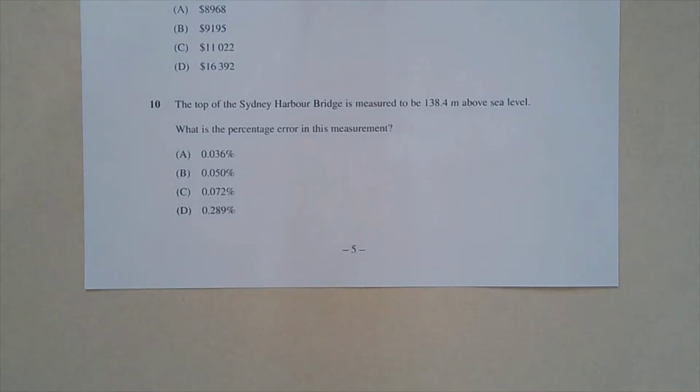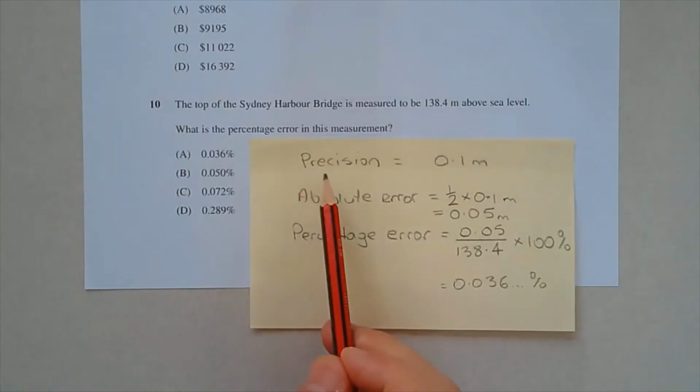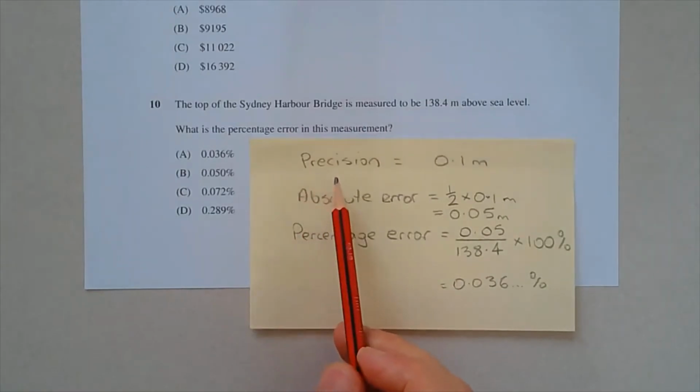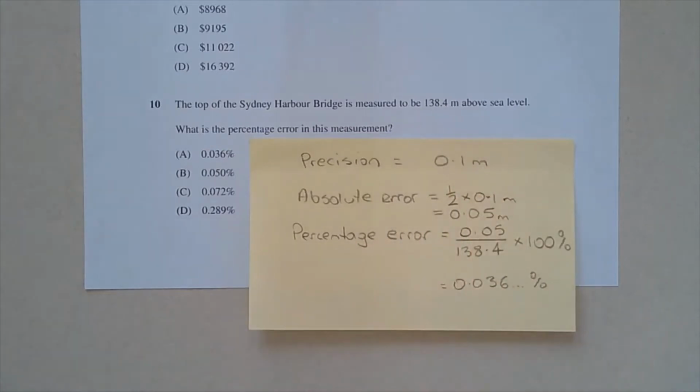Question 10. The top of the Sydney Harbour Bridge is measured to be 138.4 metres above sea level. What is the percentage error in this measurement? Now there's 3 things we need to consider. The first is the precision or the accuracy of the measurement. So we can see here that it's measured accurate to 1 decimal place, or 0.1 metres.